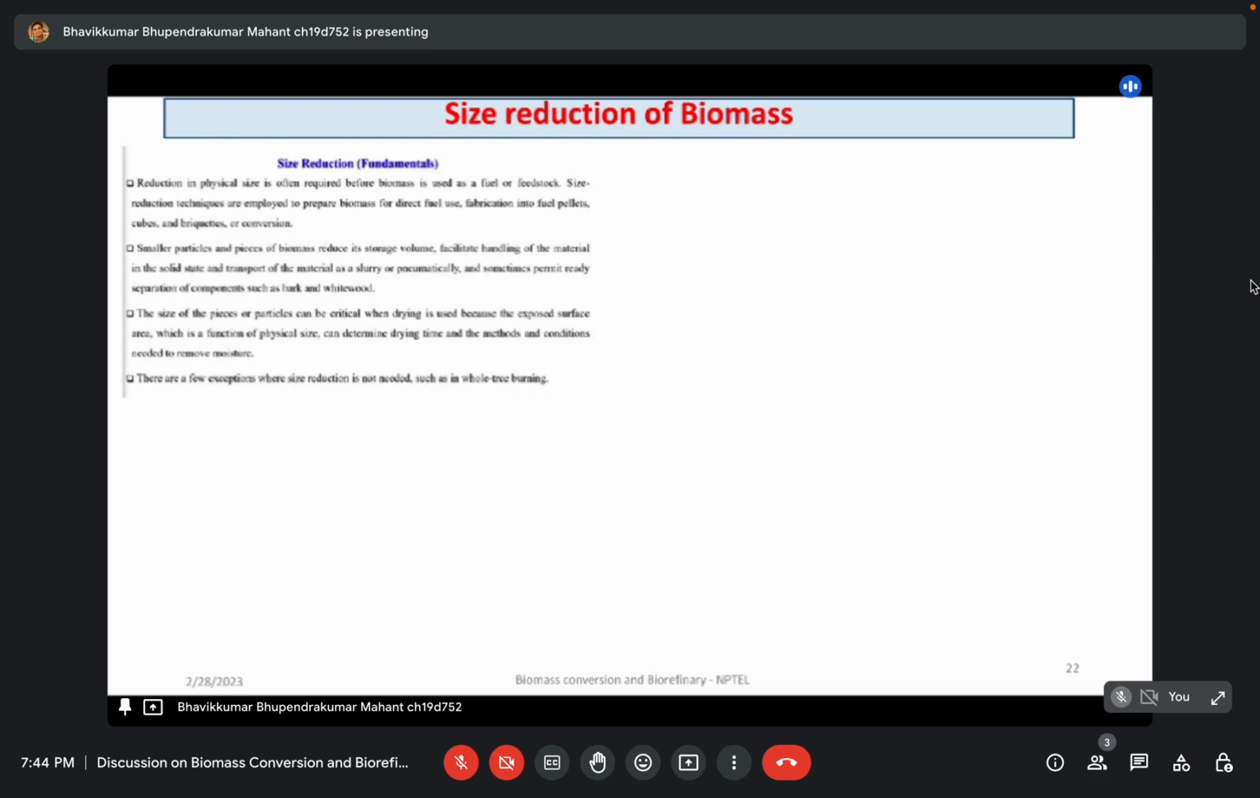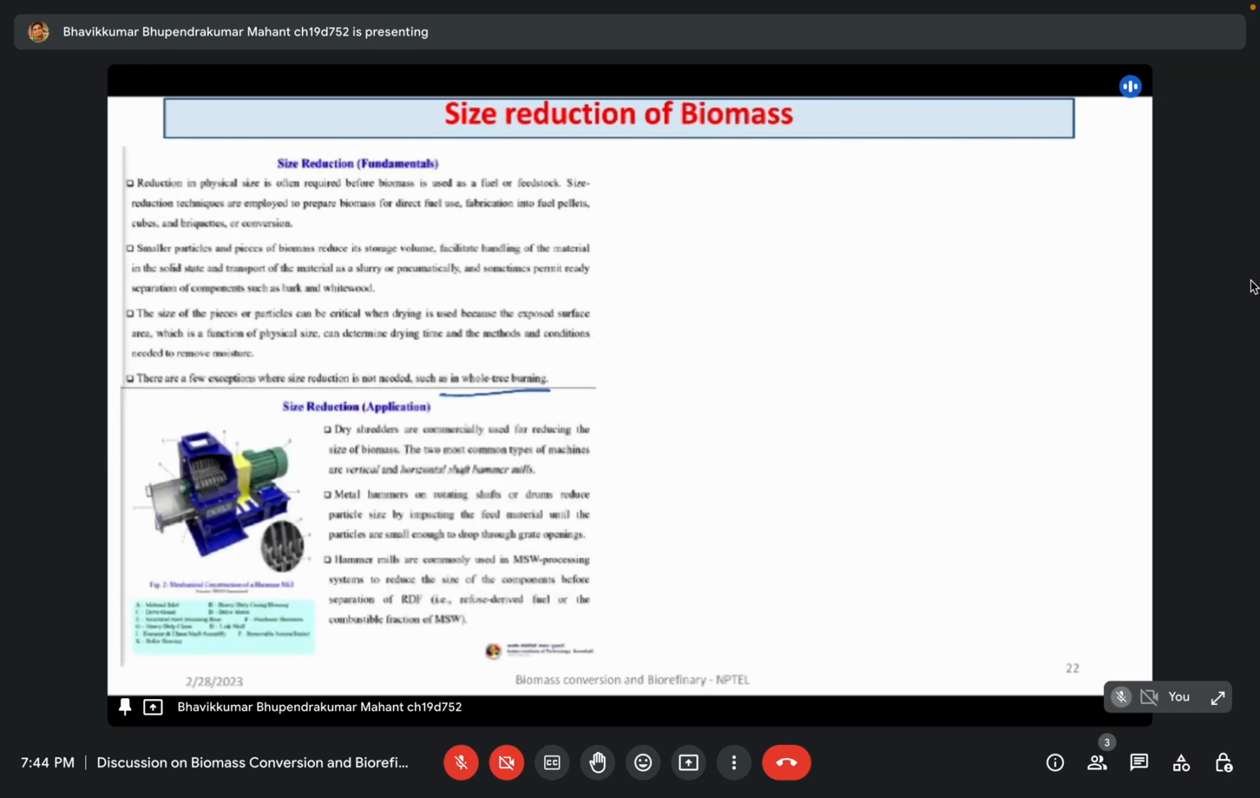The size of the pieces or particles can be critical when drying is used, because of exposed surface area. If you have a bigger size, then obviously drying is not that effective. There are a few exceptions where size reduction is not needed. Sometimes size reduction is not required, but these processes are not used much in modern days. Conventionally people use whole tree burning and so on. There size reduction is not required, but most countries are not using it.